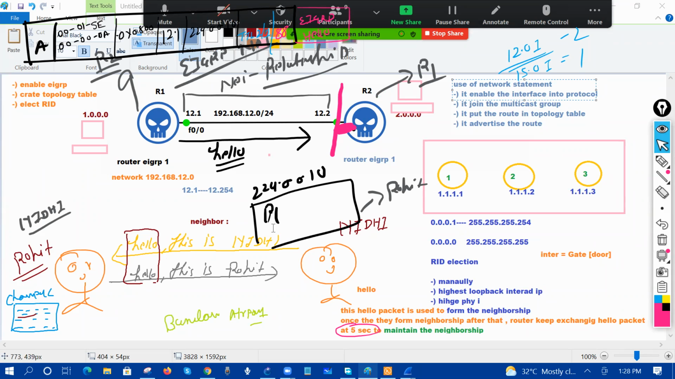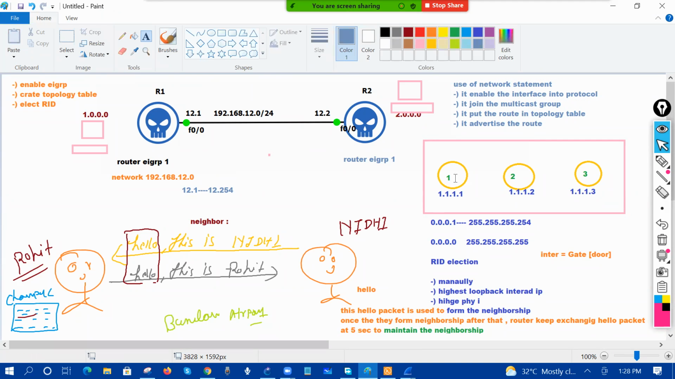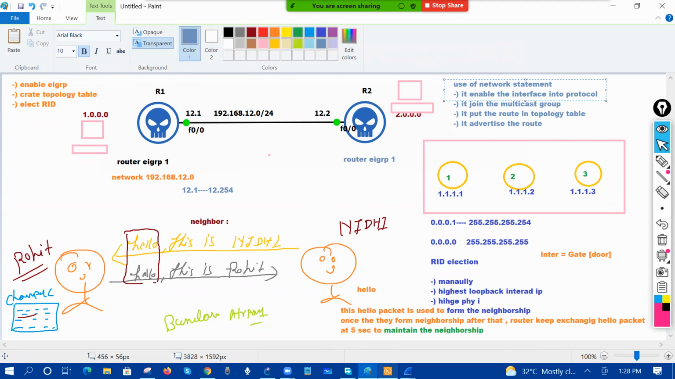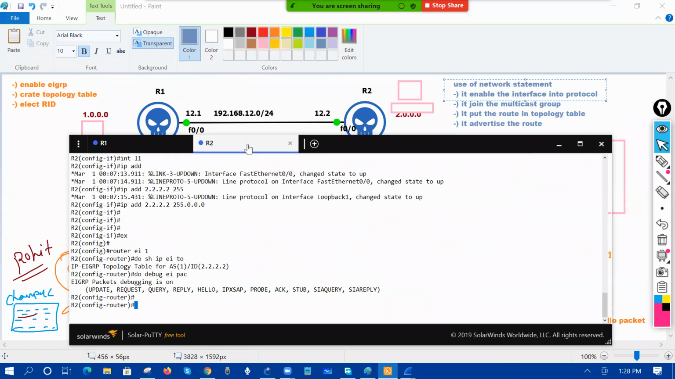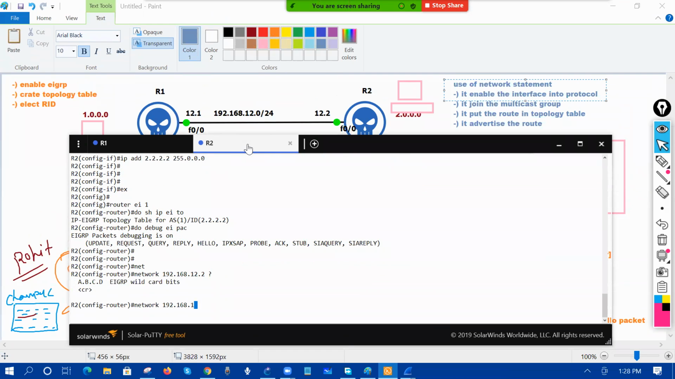What do I have to do on R2? I have to enable this interface into EIGRP so that it can understand the EIGRP packet, and now they will form the neighborship. And how do I do that? Just putting the network statement over there. So now if you see over there on R2, I can enable the single interface as well as match the single interface with the wildcard bits.